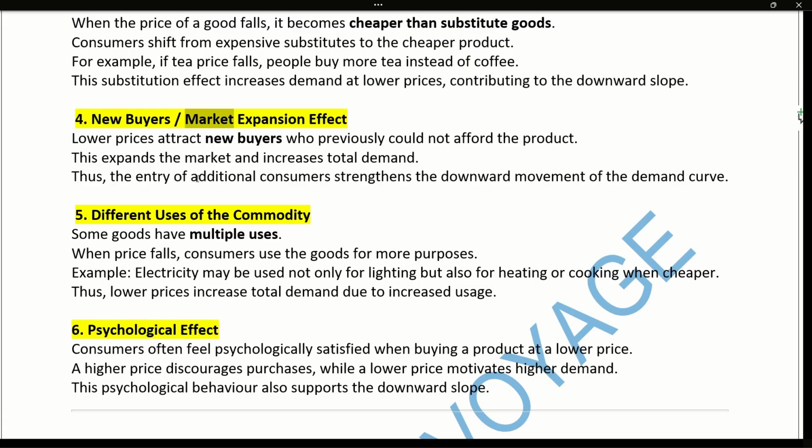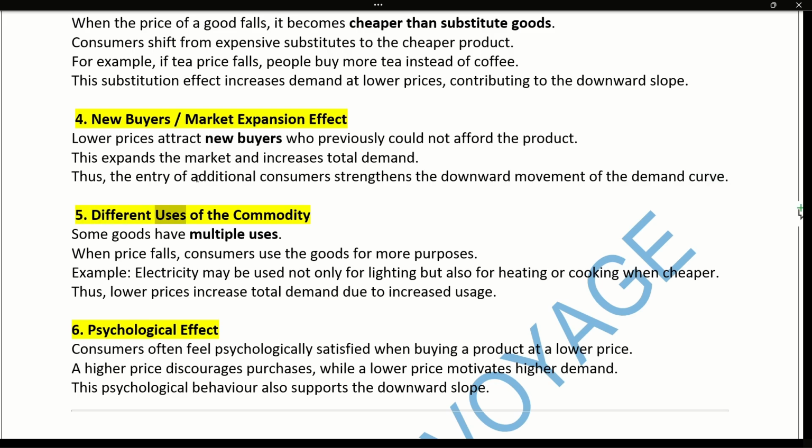4. New buyers, market expansion effect. Lower prices attract new buyers who previously could not afford the product. This expands the market and increases total demand. Thus, the entry of additional consumers strengthens the downward movement of the demand curve.